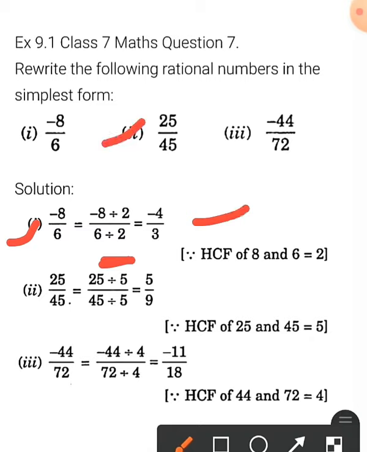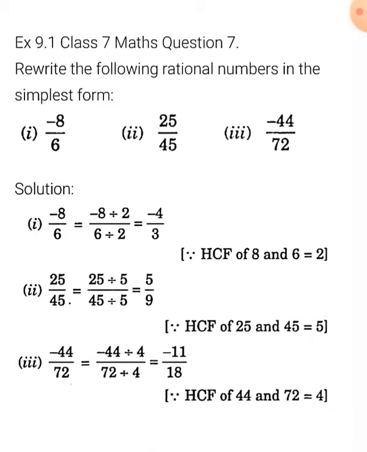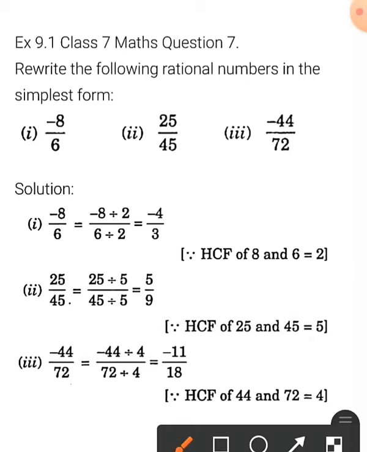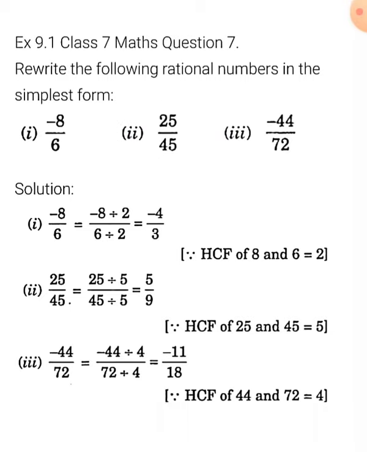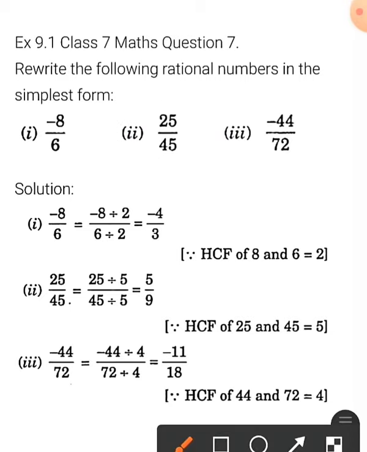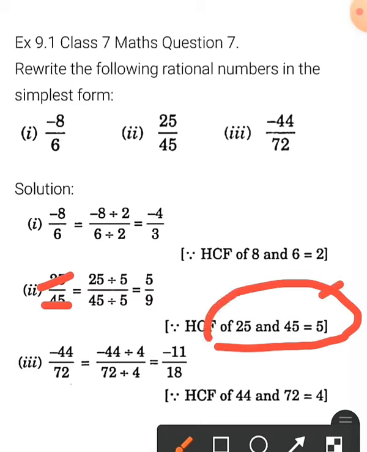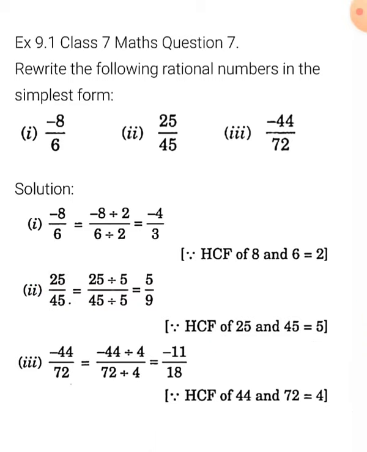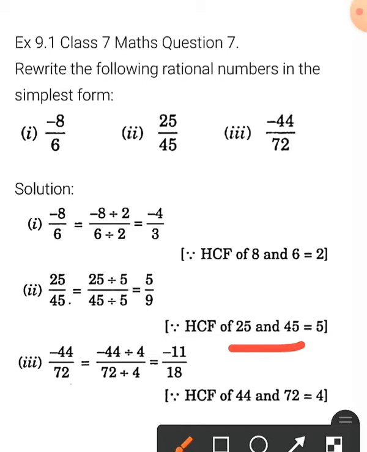Second one is 25 upon 45. Again, 25 and 45 both are coming in which table? Both are coming in the table of 5. So we have to do the cancellation with 5. So 25 divide by 5 और 45 भी divide by 5 करेंगे. HCF of 25 and 45 is 5. So we will start with the table of 5 because both are coming in the table of 5. So 5 से आप cancellation करेंगे.